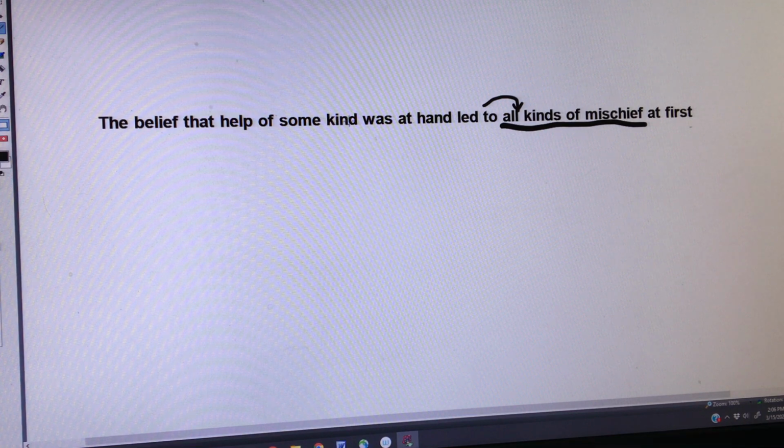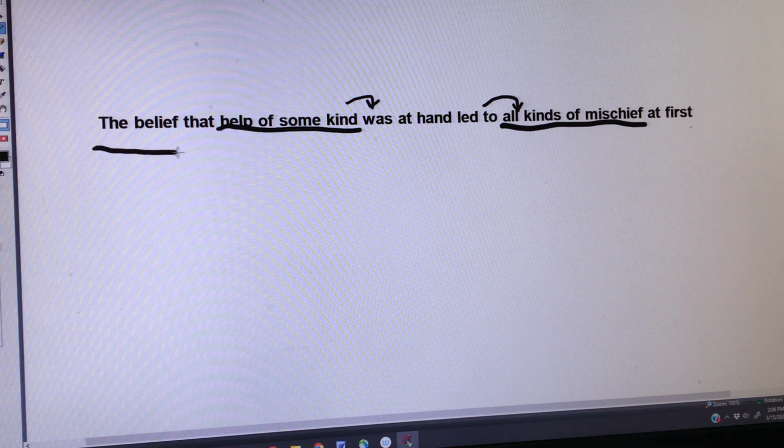Kind, help of some kind. Kind has nothing coming off it. But help of some kind, that is a noun phrase, and help is the head of it, and it is the subject of the verb was. Help of some kind was. So that's our second noun phrase. And there's one more, and its head is our last noun, belief.